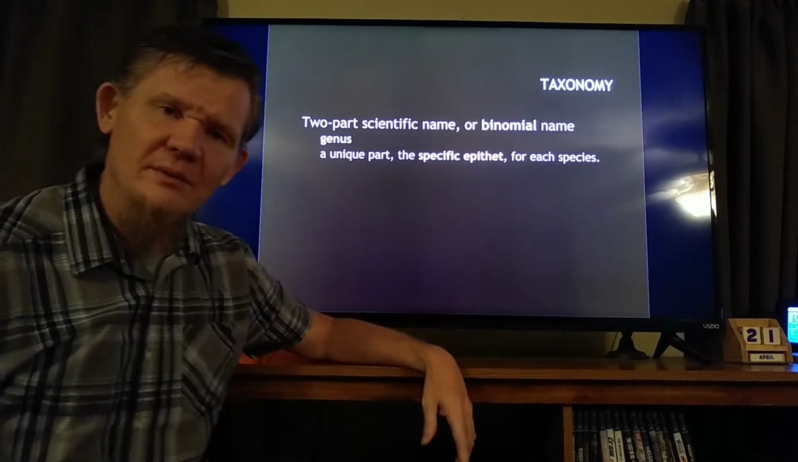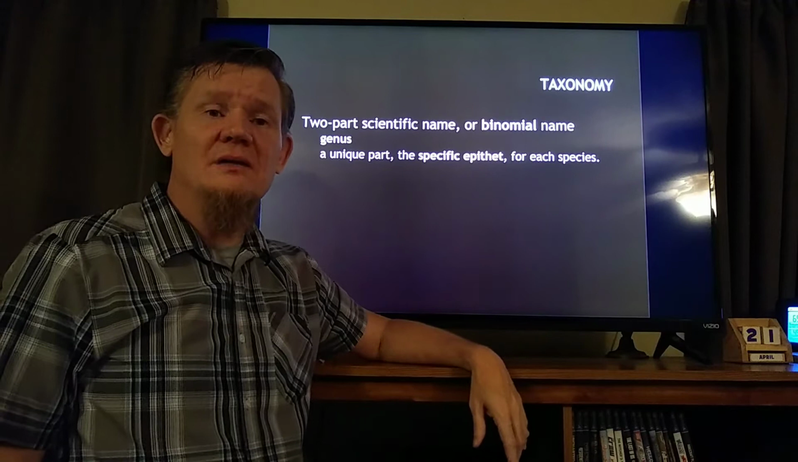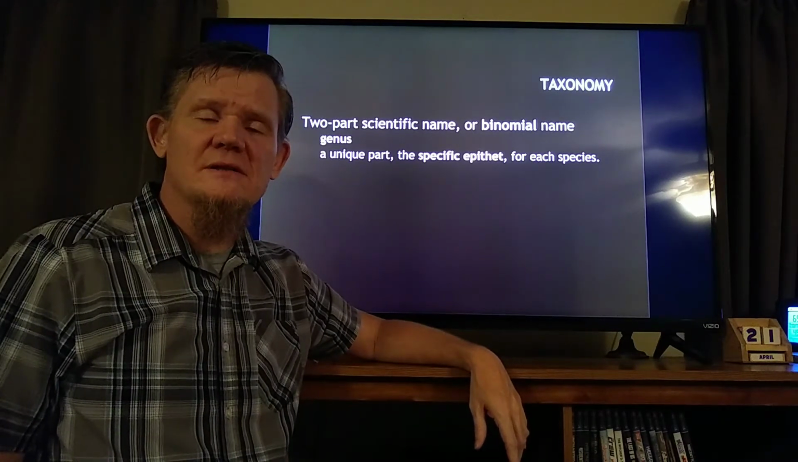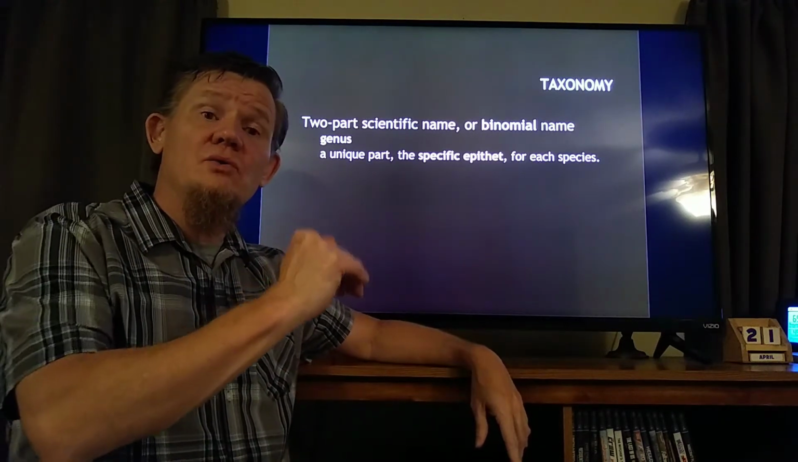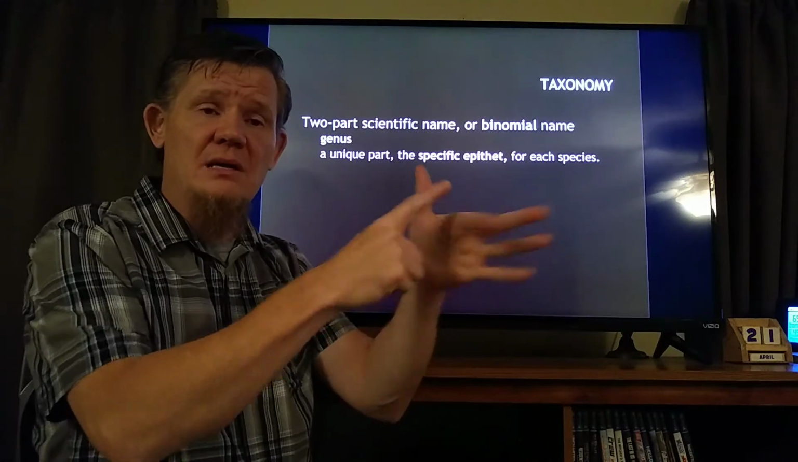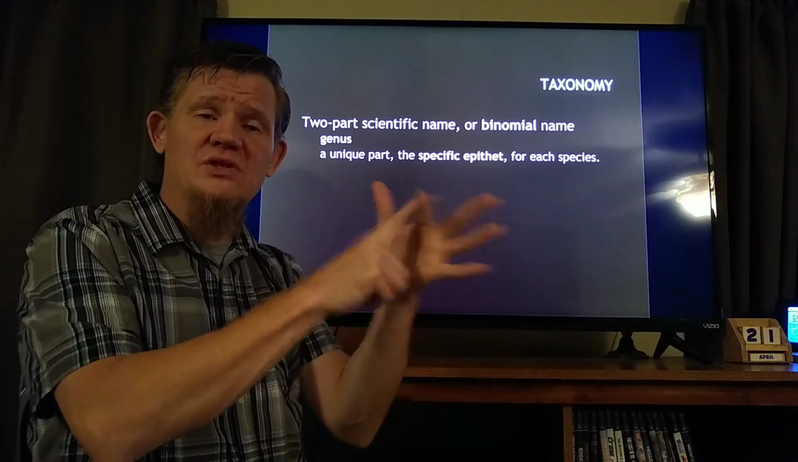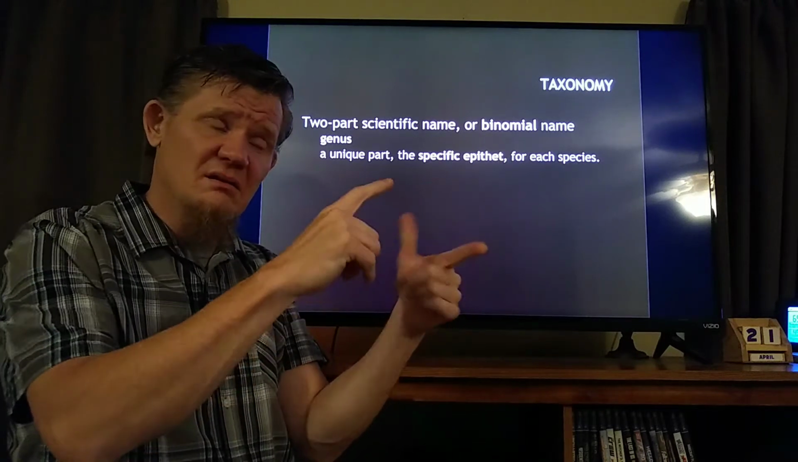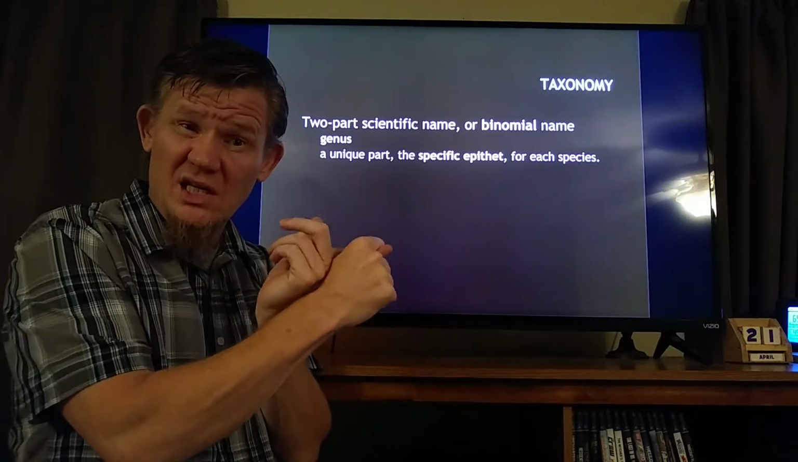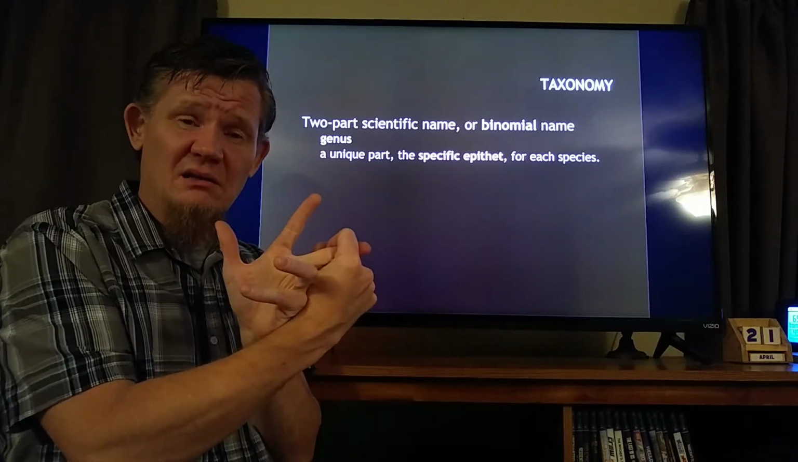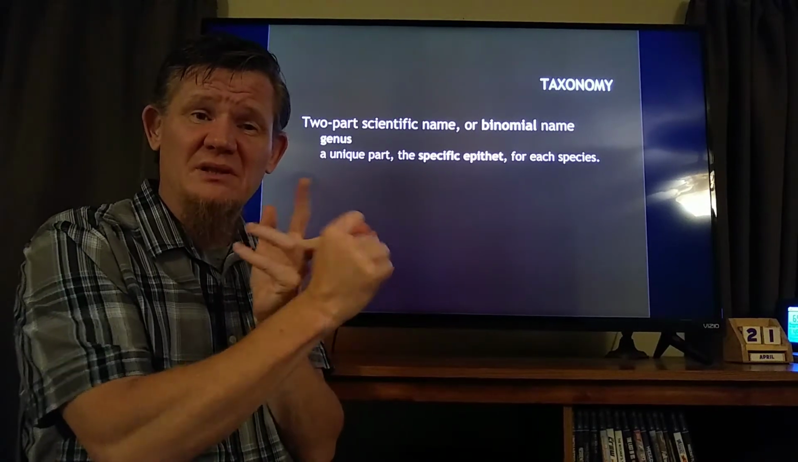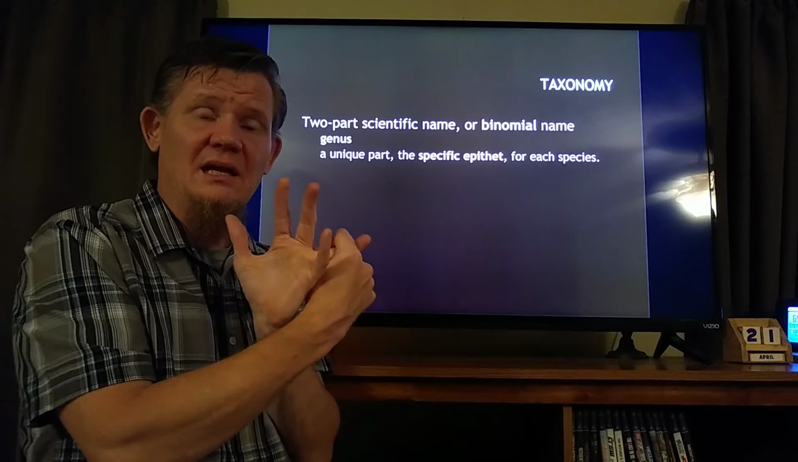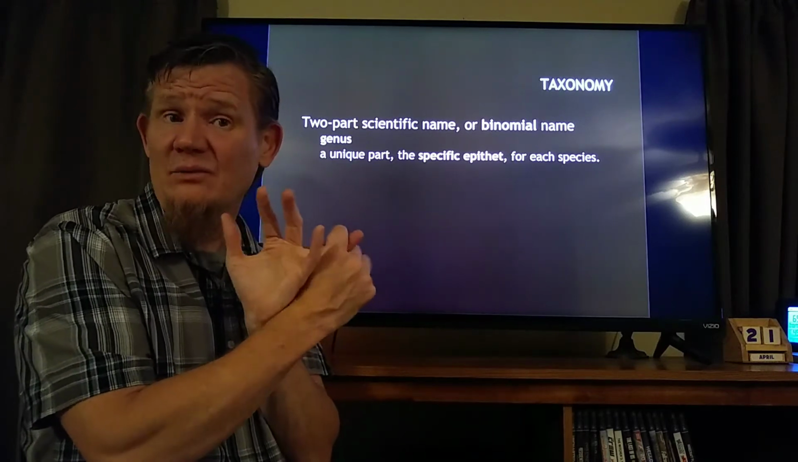The binomial naming system is a 2-part name. Genus species is the 2 parts. Remember, the way you group something is domain, kingdom, phylum, class, order, family, genus, species. A domain would be like a continent. A kingdom would be like a country. A phylum would be like a state. A class would be like a county.